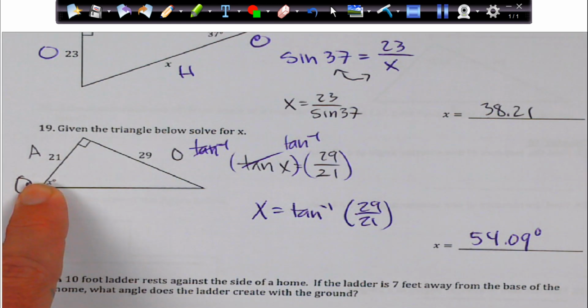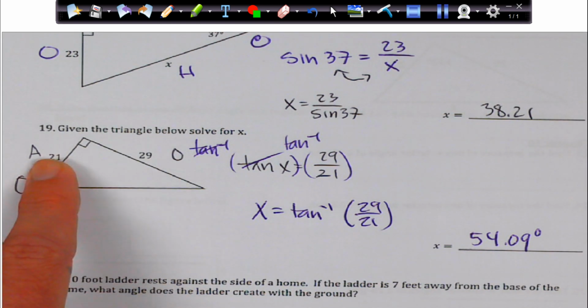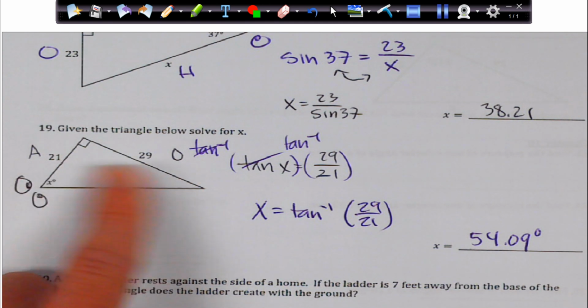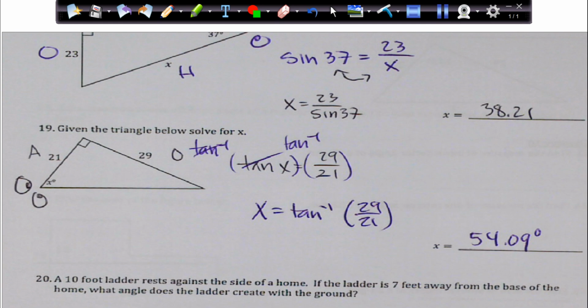And it seems somewhat reasonable, right? 29 is bigger than 21. 54 is going to be bigger than whatever this angle is, because I know these two have to add to 90. So I know that will be smaller. So it seems reasonable enough to me.